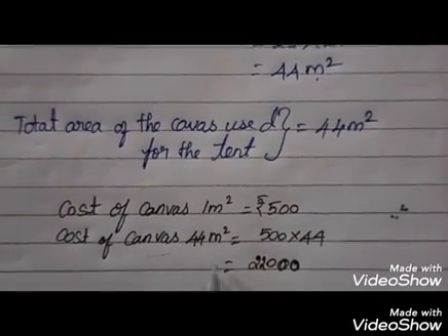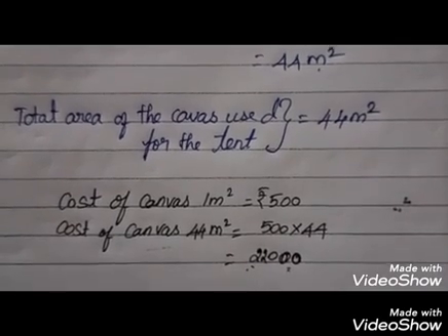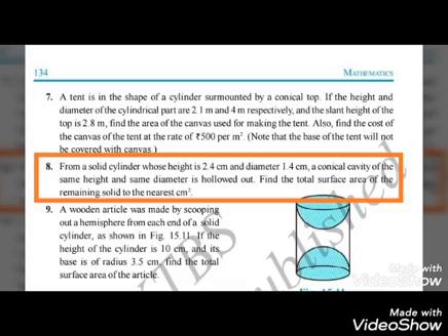Now we move on to question number 8. From a solid cylinder whose height is 2.4 centimeter and diameter 1.4 centimeter, a conical cavity of the same height and same diameter is hollowed out. That is, we have to cut it and take it out. Find the total surface area of the remaining solid to the nearest centimeter square. So finally we have to give the nearest value.